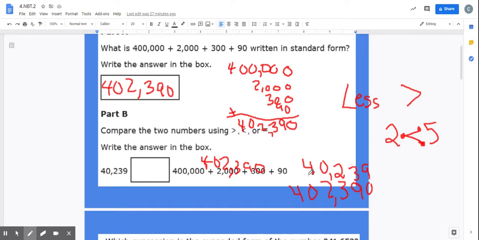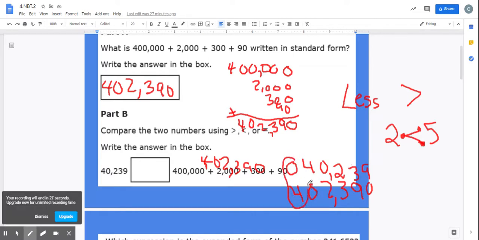So our number that is first does not have a digit in the hundred thousands place. So our strategy is to fill in that place with a 0. Starting with the first one, 0 and 4 are different. So 0 and 4. 4 gets 2 dots, 0 gets 1. And we see that our first number, 40,239, is less than 402,239 because 0 is less than 4.